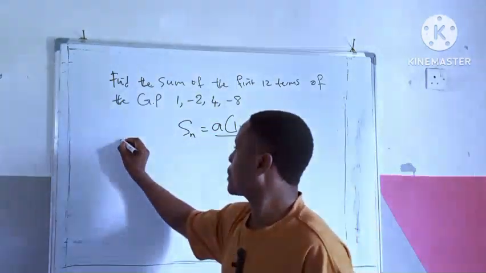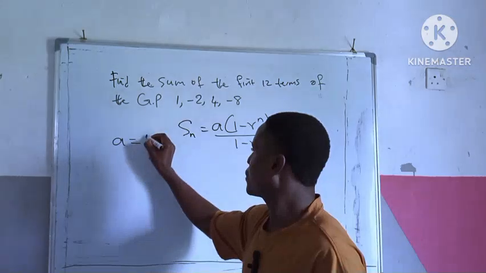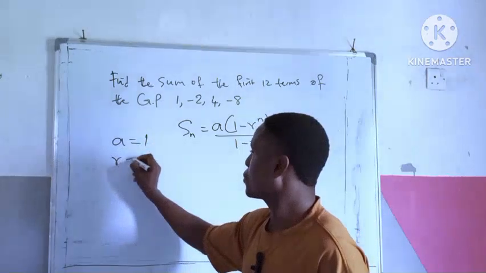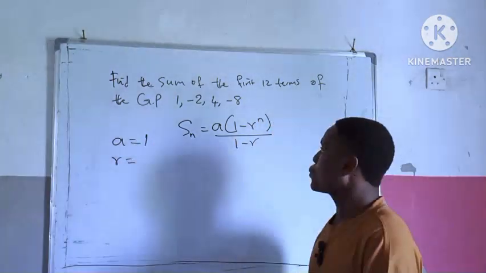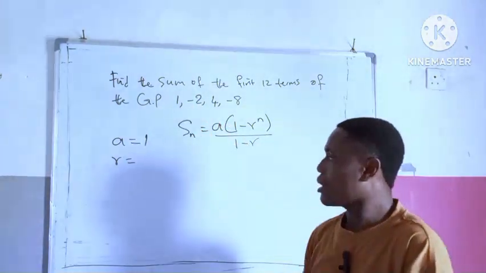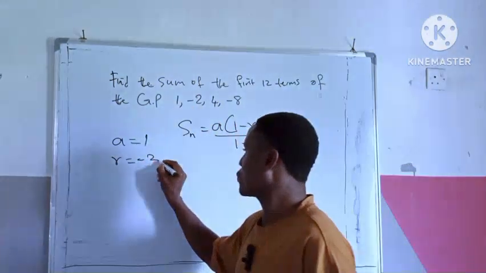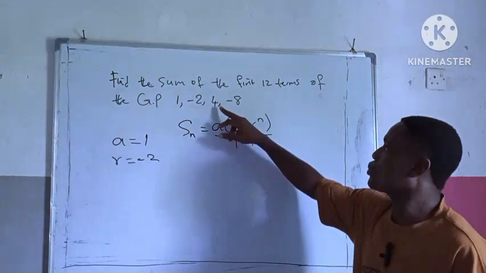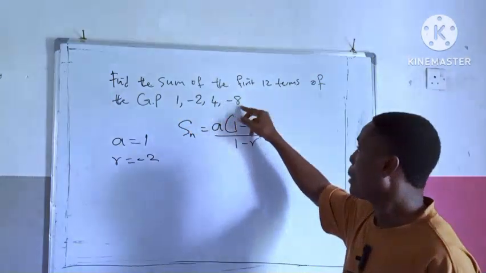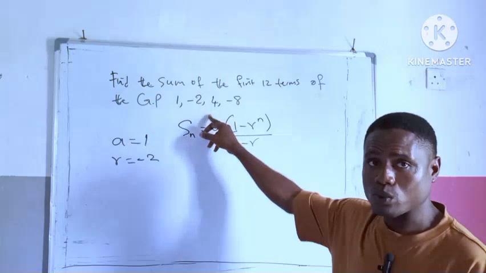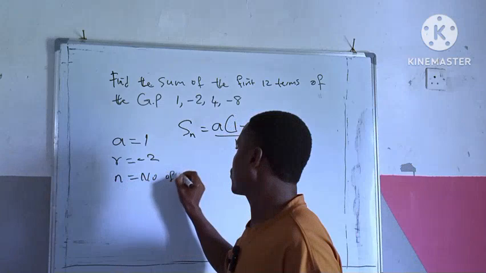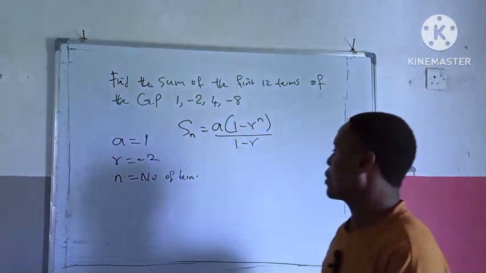The first term, a, is 1. Then r is the common ratio, which is this divided by this, and it's minus 2. Even if you use 4 to divide minus 2, we still get minus 2, because minus 8 over 4 will still give us minus 2. n stands for the number of terms.